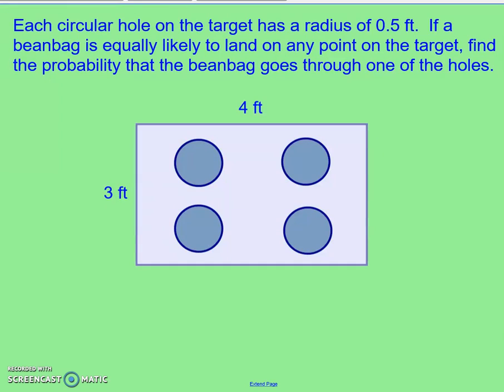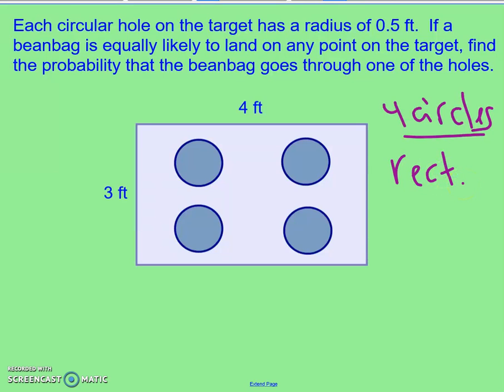So for an example, we have a circular hole on a target that has a radius of 1/2 foot. If a beanbag is equally likely to land on any point on the target, what is the probability that the beanbag goes through one of the holes? So if we think about this, what we're looking at is, for our top number, the probability of our 4 circles, so we need the area of those, compared to the area of the rectangle.